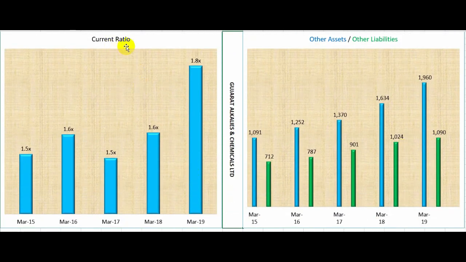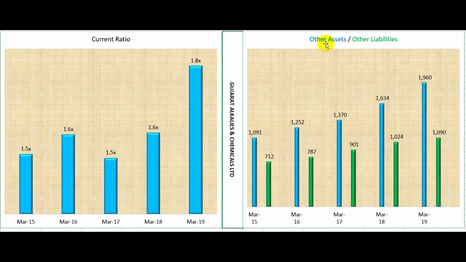Let us look at the current ratio, which again helps us understand what are the total assets, or rather current assets, that the company has on its books against the current liabilities it has to pay in this year. The current assets and current liabilities are those assets and liabilities which the company has to either pay or receive in the current year.